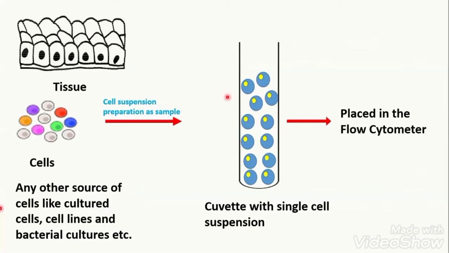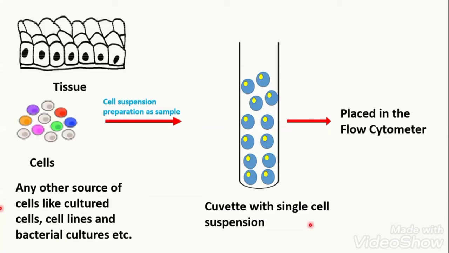So we can take a tissue and treat the tissue with enzymes like collagenase, elastase, dispase. These enzymes can break cell to cell connections and we can have a single cell suspension. If you are working with bacteria, then you can use them directly because they are already in a single cell suspension. If they are growing in liquid cultures, you can use cell lines, you can use cultured cells. The ultimate aim is that we have to start the experiment with a tube containing a single cell suspension.